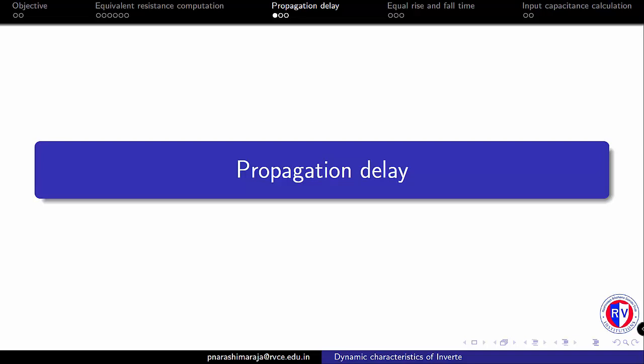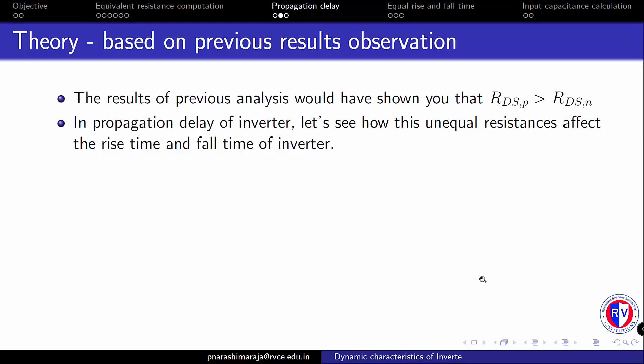In this video, we will focus on the computation of propagation delay of an inverter. The result of the previous analysis showed us that the resistance of PMOS is greater than the resistance of NMOS. Now, let's see how these unequal resistances affect the rise time and fall time of an inverter.